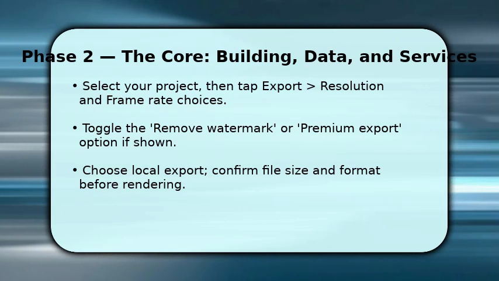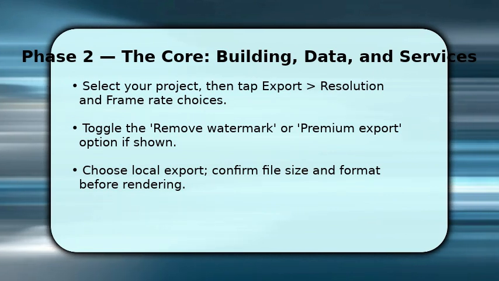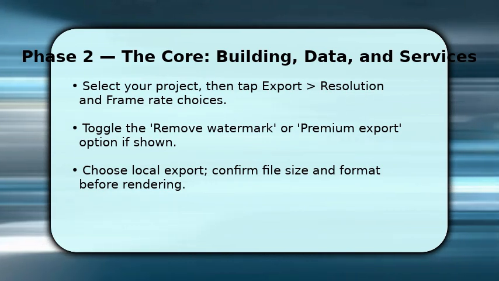Select your project, then export. Pick the desired resolution and frame rate because rendering choices affect quality and size. If your subscription is active, toggle the Remove Watermark or Premium Export option. This instructs VN to use the licensed renderer. Choose Local Export to save to your device, then render.